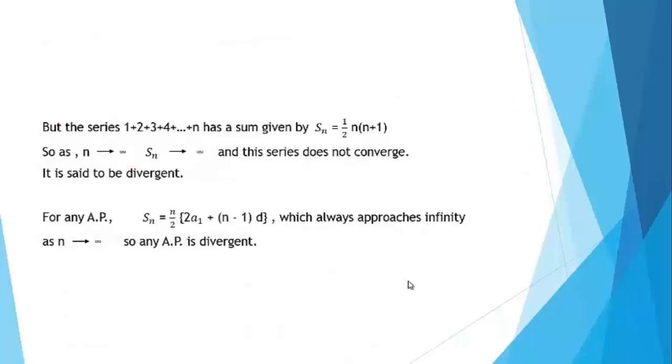But the series 1 + 2 + 3 + 4 + up to n has a sum given by Sn = (1/2)n(n+1). So as n tends to infinity, Sn tends to infinity, and this series does not converge. It is said to be divergent. For any arithmetic progression, Sn = (n/2)(2a + (n-1)d), which always approaches infinity as n tends to infinity. So any arithmetic progression is divergent.